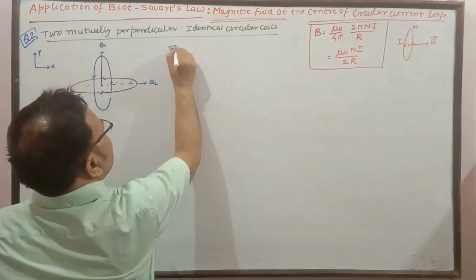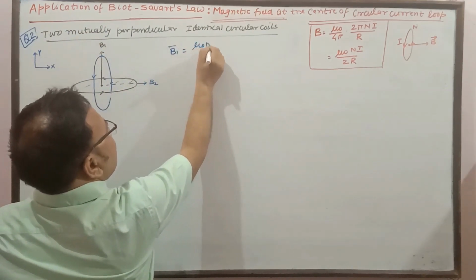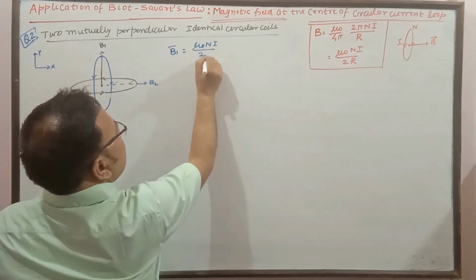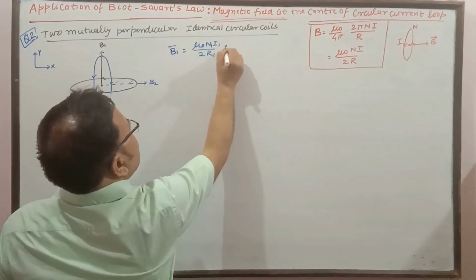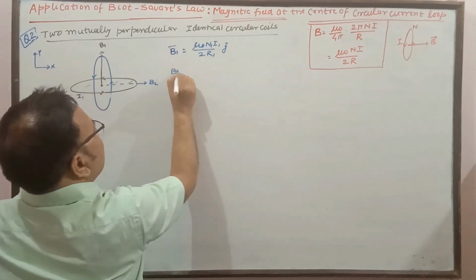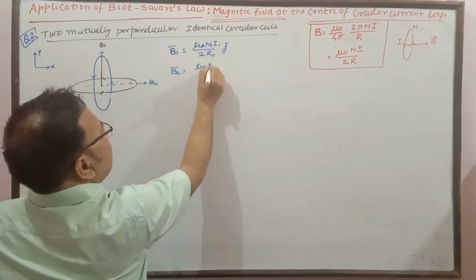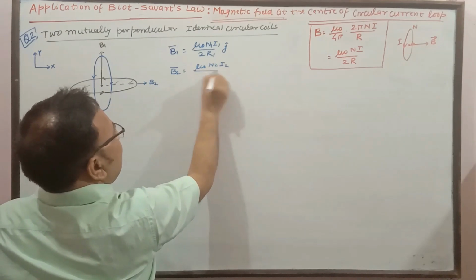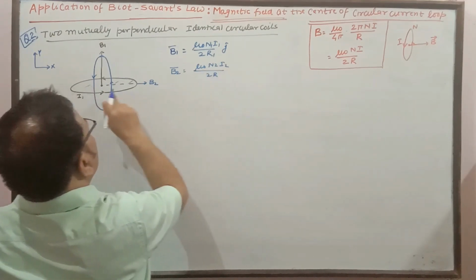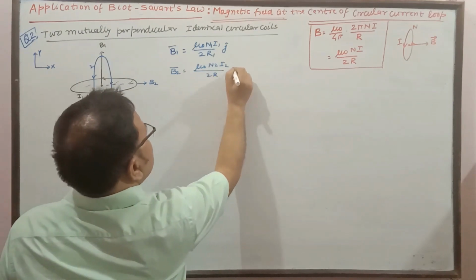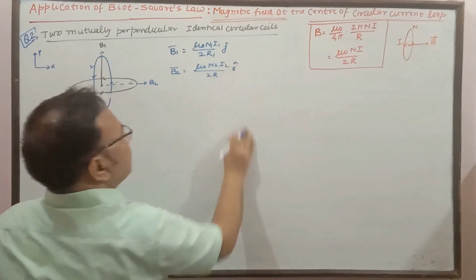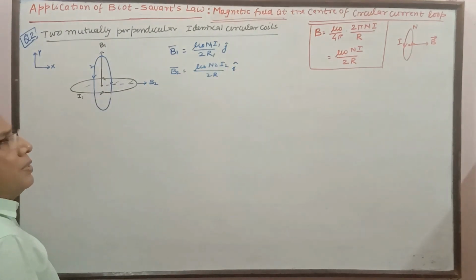So we can say B1 is equal to mu naught N I upon 2R. This is if N1, I1, R1, along y-axis with J. This second coil, this is mu naught N2 I2 upon 2R2. This is along x-axis. This is the second coil. So this is due to this, it is along x-axis, so say this is I. These two are mutually perpendicular.